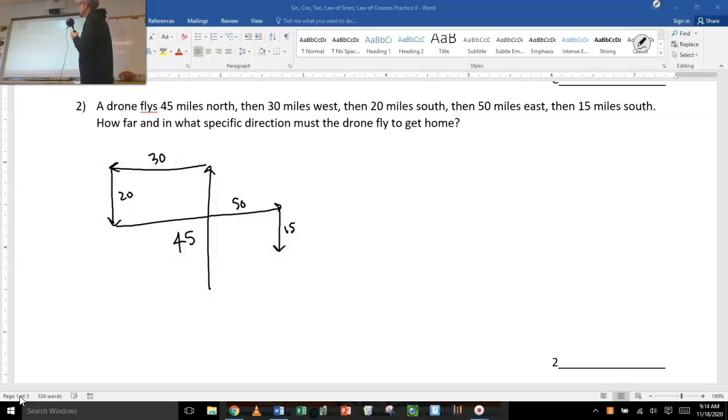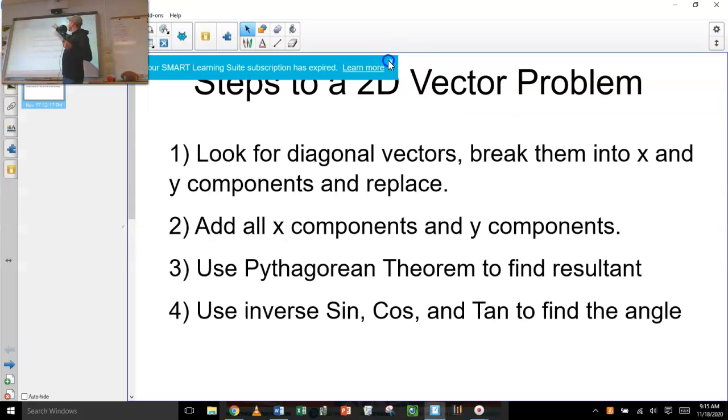How far and in what specific direction must the drone fly to get home? So you want to know, how do you go from here to there? This is going to be one of those where we follow the 4 protocols. Step number 1, you look for any diagonal vectors. Step number 2, you add up all the x's and y's. Step 3, Pythagorean theorem. And then step 4 is the inverse sine, inverse cosine. So here are those steps.